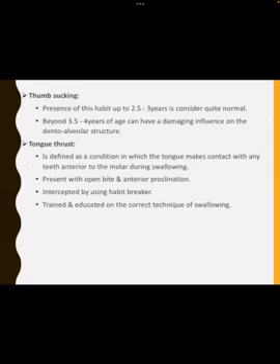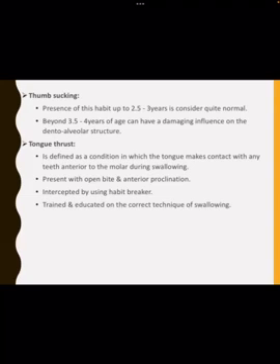Thumb sucking: this habit, if present up to 2.5 to 3 years, is considered quite normal. But if it persists beyond 3.5 to 4 years of age, it can have a damaging influence on the dentoalveolar structure. It can cause proclination of the upper anteriors, protrusion of the maxillary arch, and also anterior open bite.